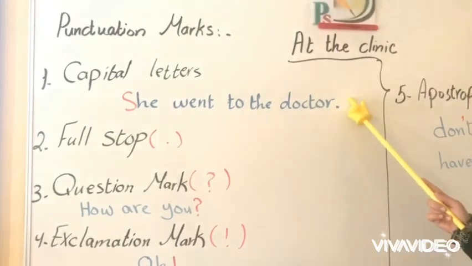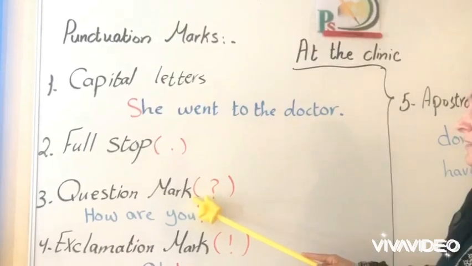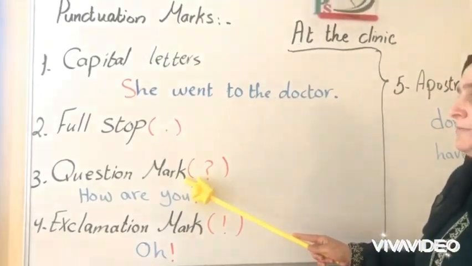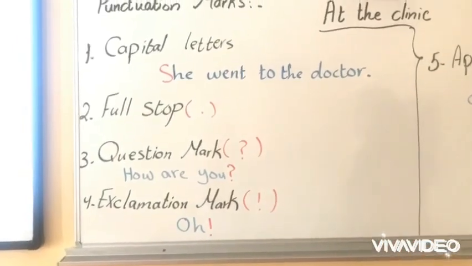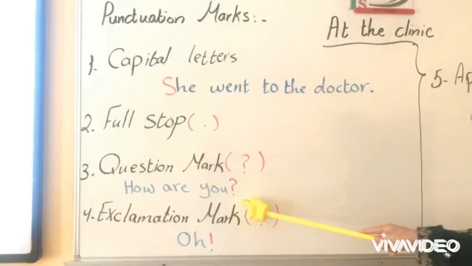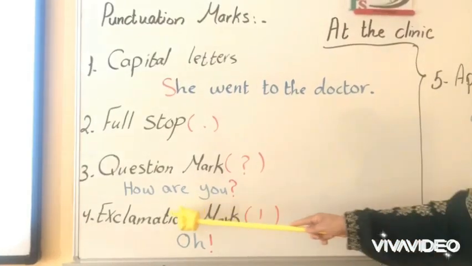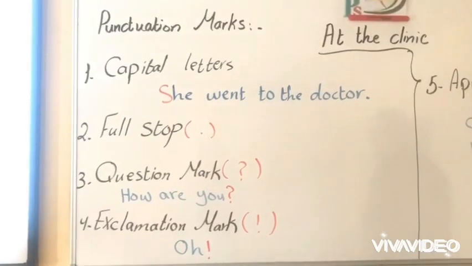At the end. Number 3 is question mark. Where can I use a question mark? You remember? If you ask a question, at the end, what do we put? Question mark. How are you? Where are you from? And many others.